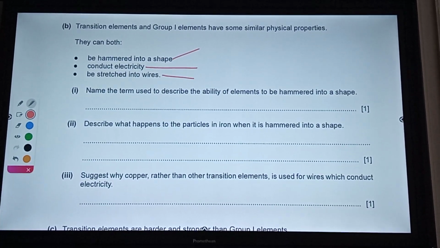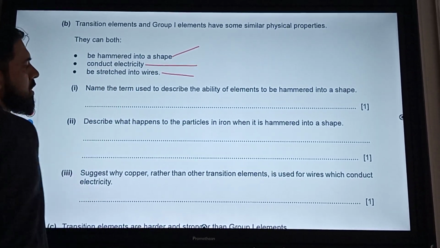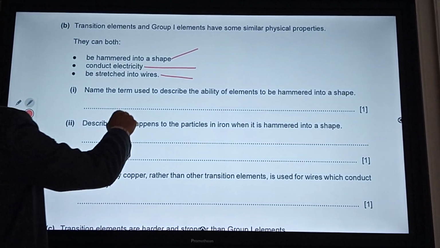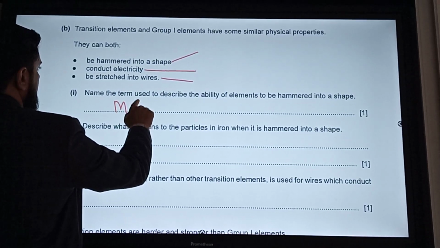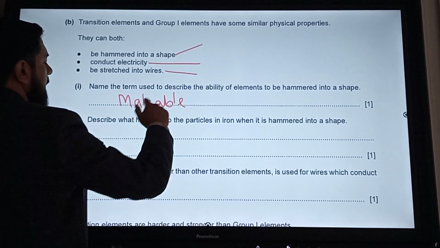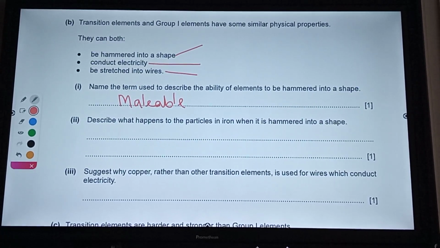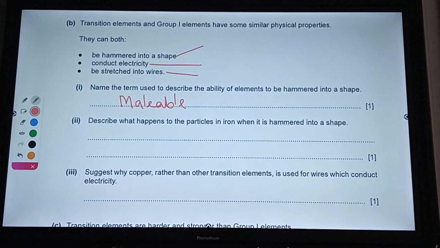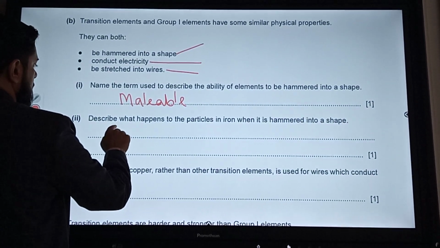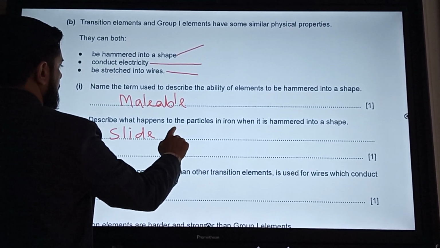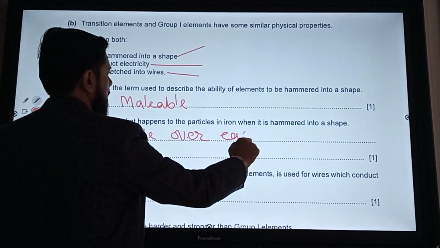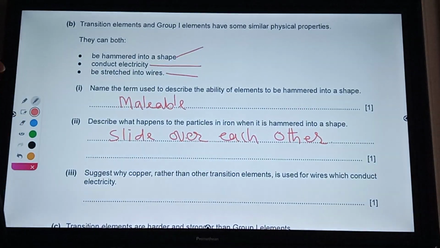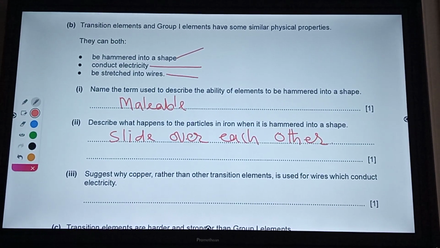Now, the demand is name the term used to describe the ability of elements to be hammered into a shape. What I said is malleable or malleability. Describe what happens to the particles in iron when it is hammered into shape. We can say slide over each other. You can even write just slide, but writing the complete sentence makes sense.